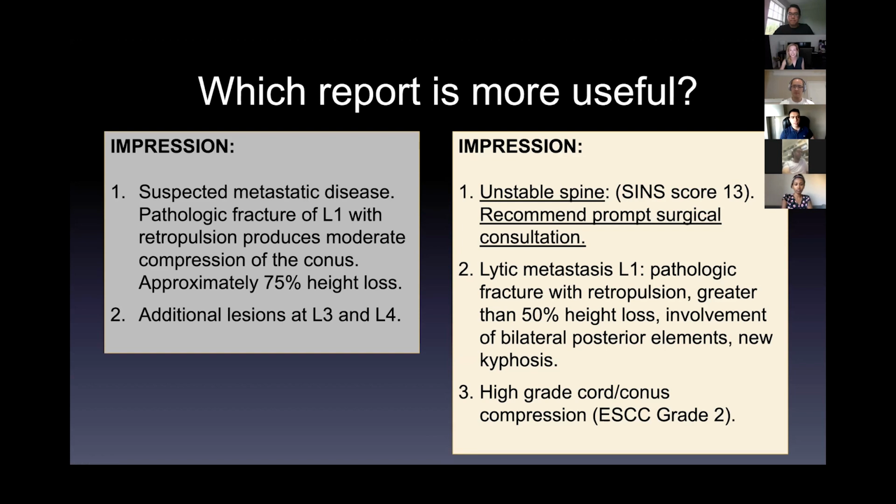Do you mind if I ask a question as well? The epidural spinal cord compression scale is very common. SINS is very common.